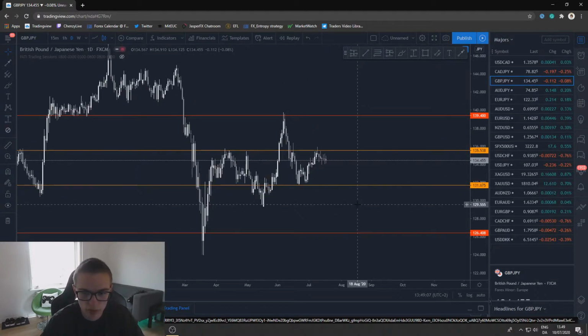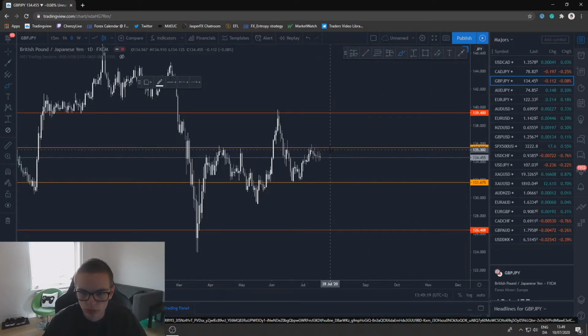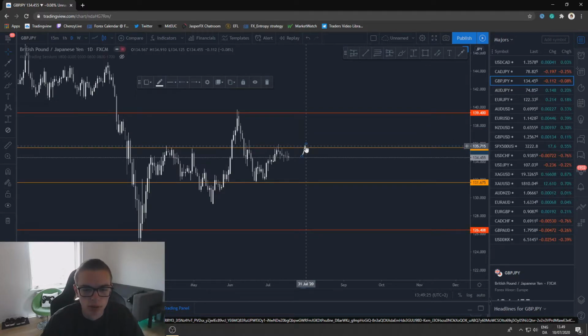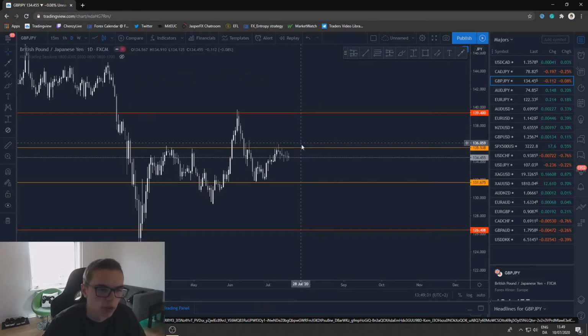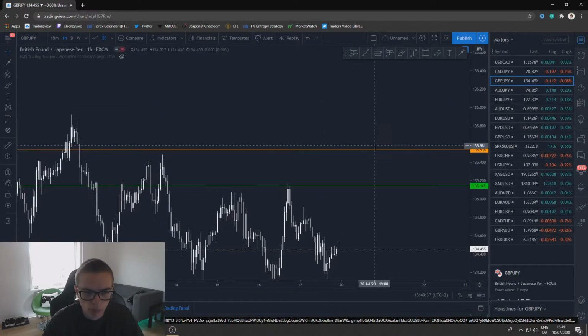And I wait for price to break through the daily level. So here on the GBP JPY pair, I would wait for price to break out here, for example, and then if price does that, I'll go to the hourly chart to define my entry. And basically my entry would be the last high that price made pre-breakout.